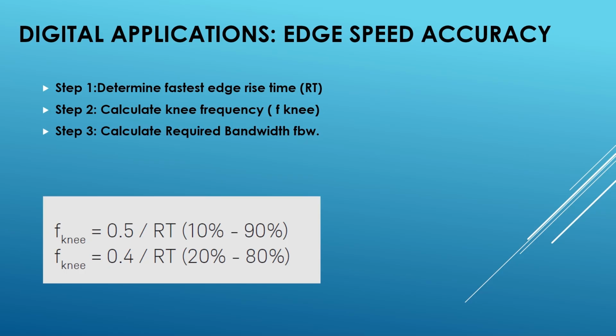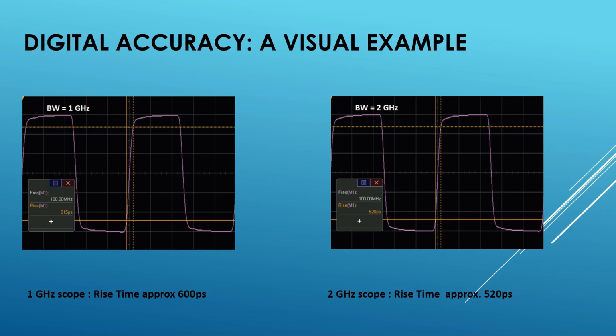Finally, you use a multiplying factor to calculate the required scope bandwidth based on your desired accuracy. For example, if f_knee is 1 GHz, achieving 20% accuracy on a Gaussian scope requires 1 GHz of bandwidth, but 3% accuracy demands 1.9 times f_knee, or nearly 2 GHz.